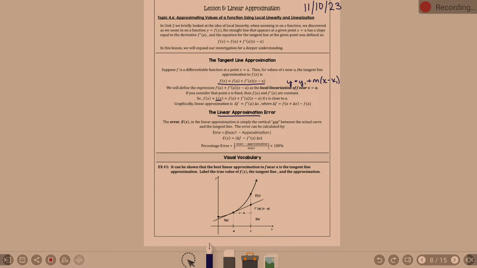Graphically, linear approximation, delta f. So the change in f is approximately f prime of a times delta x, where delta f is f of a plus delta x minus f of a. So that is the change between the two pieces.